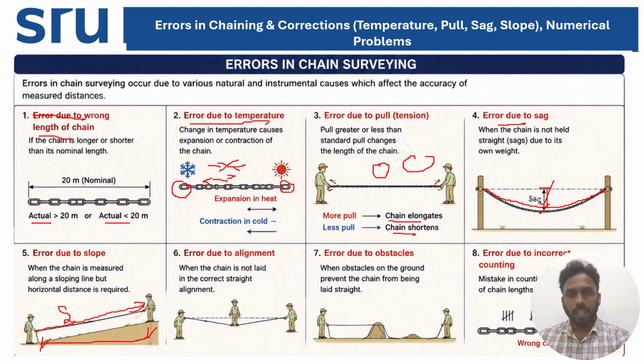Then error due to alignment, as I said, it should be in a straight line. If it is not in a straight line, if there is deviation, this will not give you an accurate measurement. Then error due to obstacle, if there are some obstacles on your ground and you are including that in your measurement like this, it will give you an error in your reading. Then error due to incorrect counting, because your chain doesn't have a direct measurement like a tape. There will be links given. So if you are unable to read those links and measure the distance, that leads to error in incorrect counting.